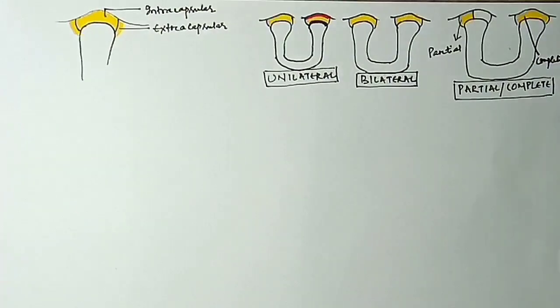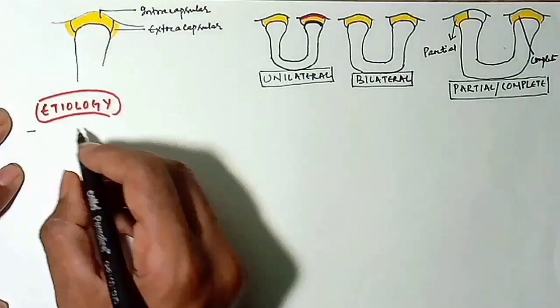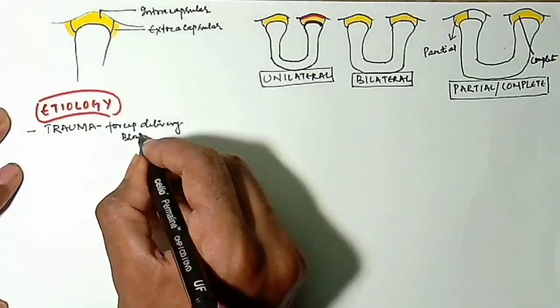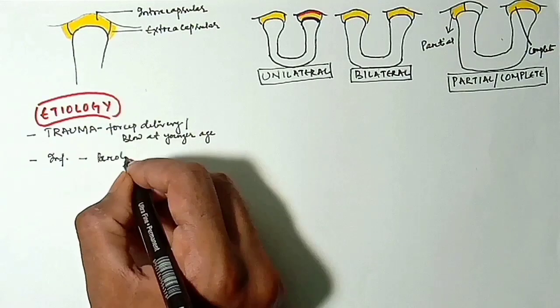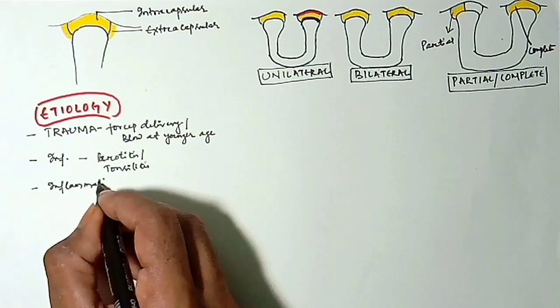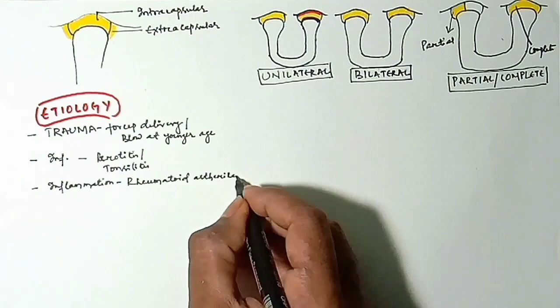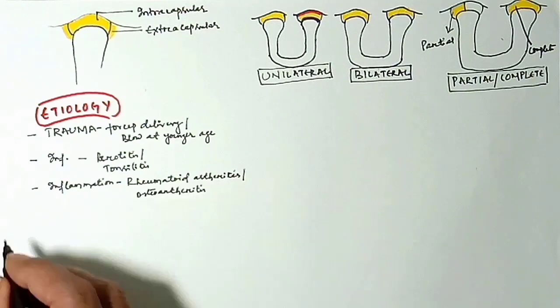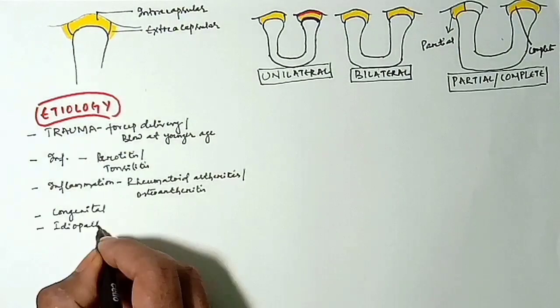Now let's take a look at the etiology or the causes of ankylosis. First one is trauma: trauma during forceps delivery or a blow at younger ages, or infection from parotitis or tonsillitis. Inflammation due to rheumatoid arthritis or osteoarthritis. Sometimes it's congenital, and sometimes it's idiopathic.